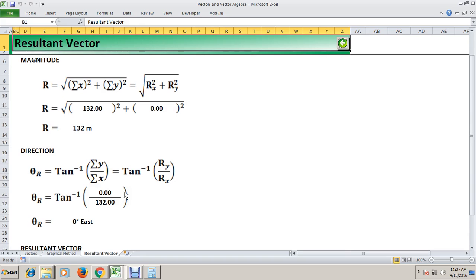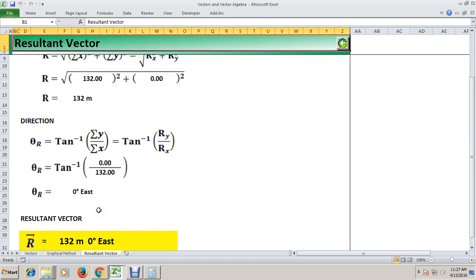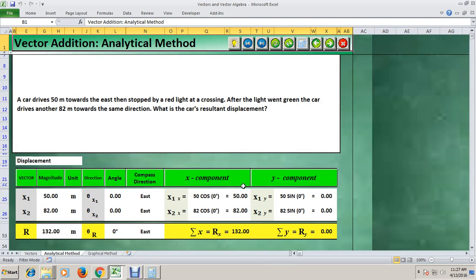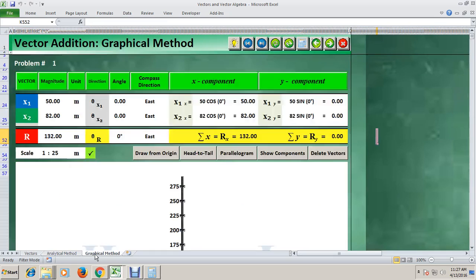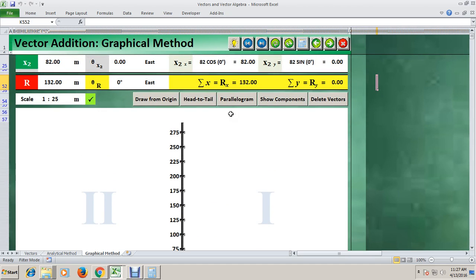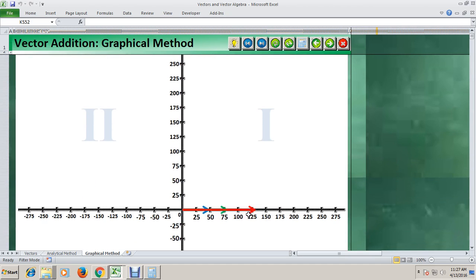For the direction, of course, r sub y, which is also your summation of y, is 0, and the summation of x is 132. You have 0 over 132, which gives you 0. Inverse tangent of that gives you 0 degrees towards the east. Now going back, graphically, the resultant vector is the red arrow, 132 using the scale. This is about 132, just a little above 125 in the drawing.